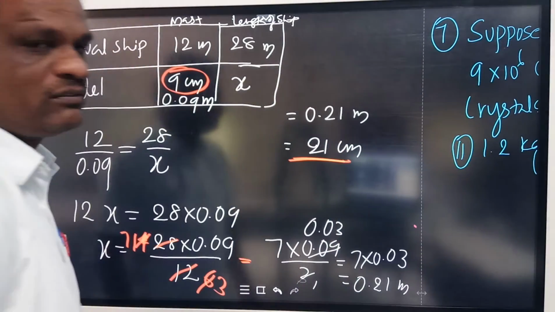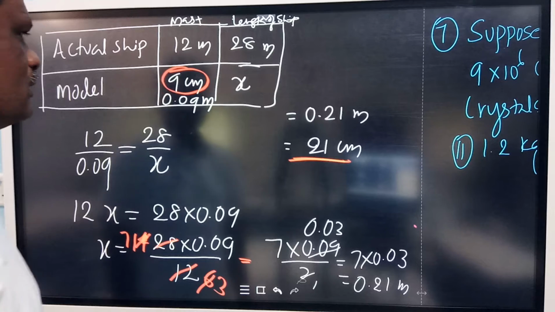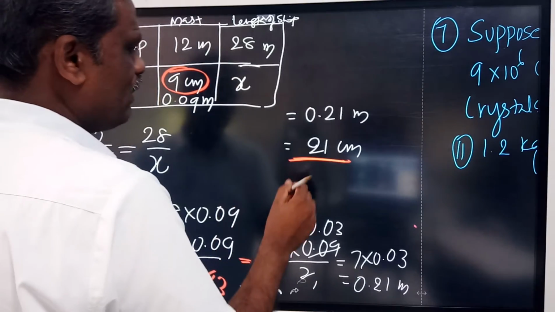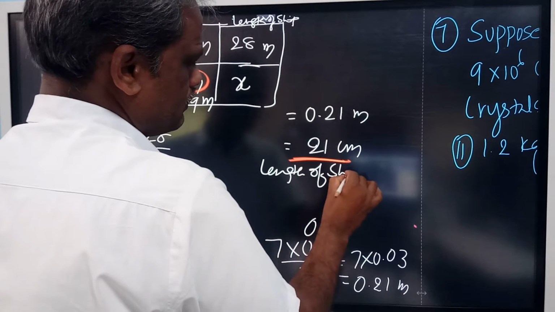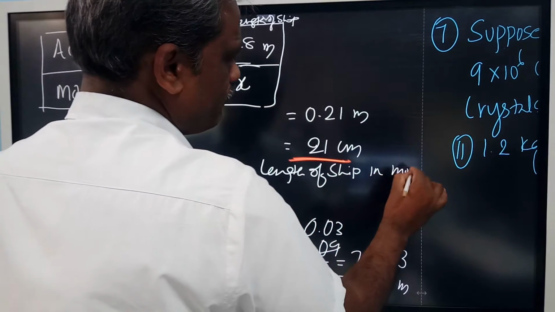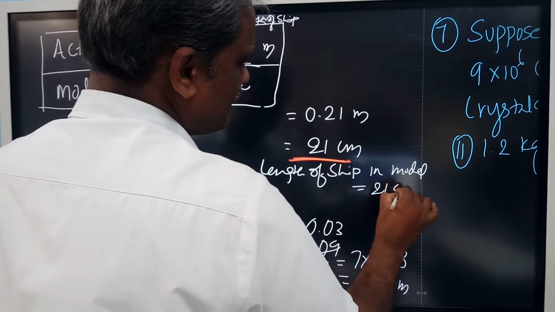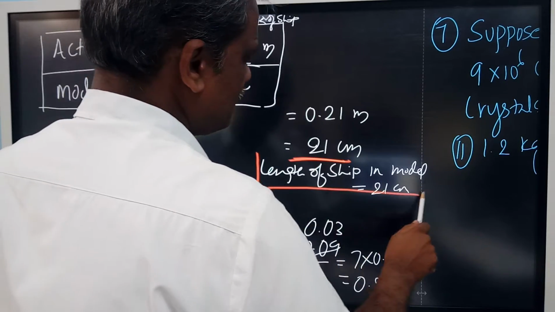Multiply by 100 to convert it into centimeter. So now the length of the ship in the model is equal to 21 centimeter. So that is the solution.